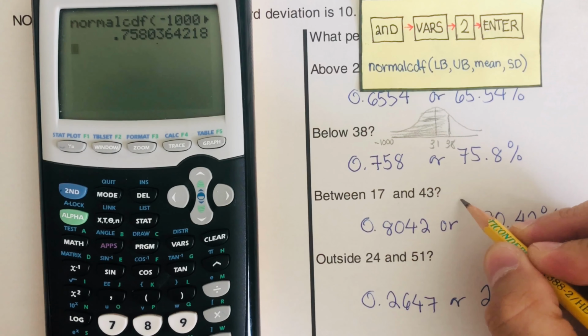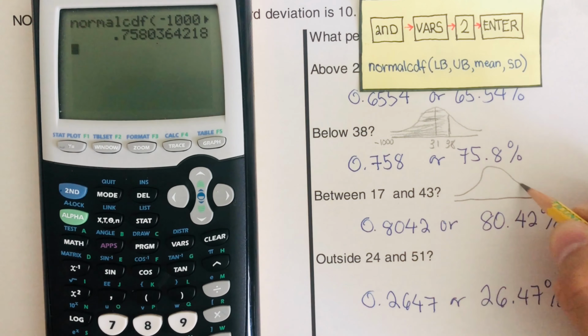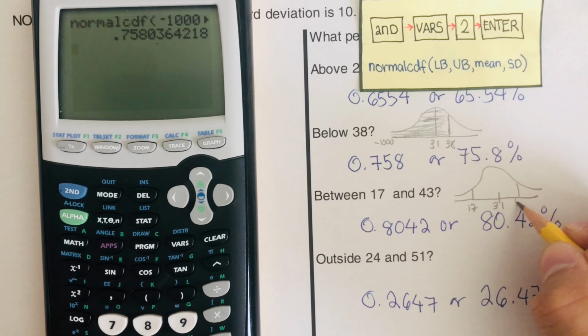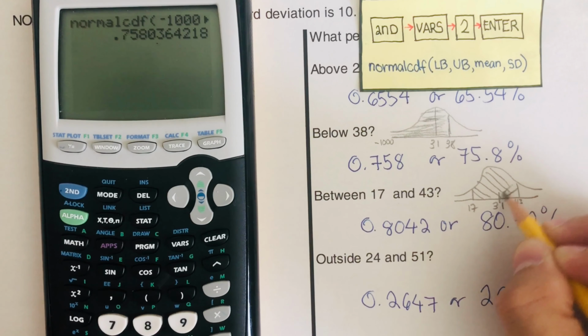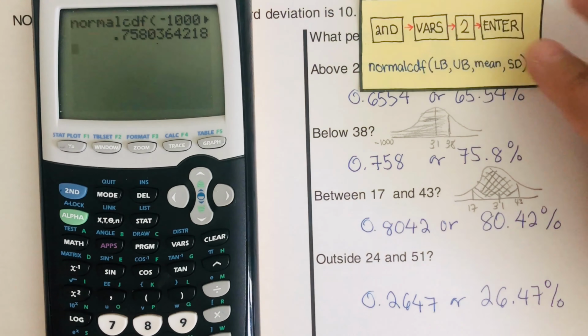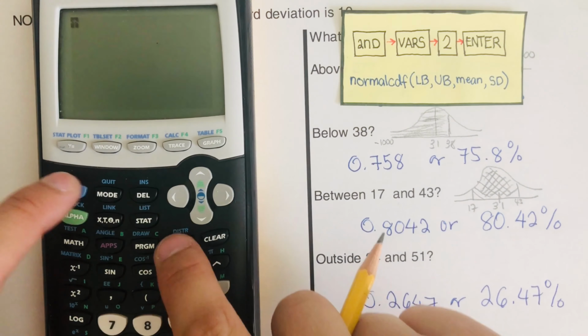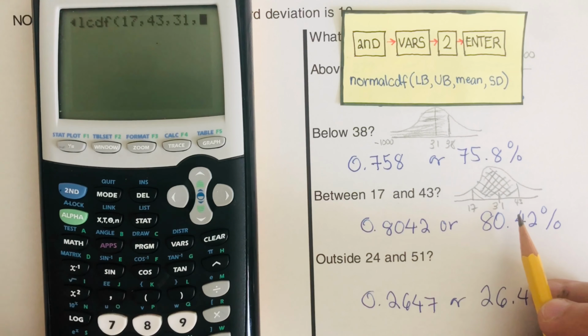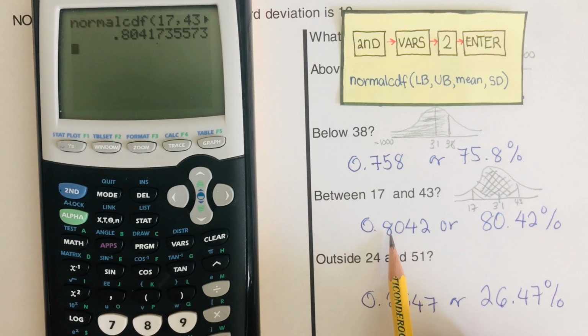Next, for the next one right here, between 17 and 43. If I were to draw this, the mean here is 31. So 17 is somewhere around here, and 43 is somewhere around here. I am interested in determining the area between 17 and 43. So I will go back to the same steps that we have here. I've set it up, and the value is 0.8042. Again, it matches up with the applet that we used a while back. So either way you want to use, the applet or the graphing calculator, they still give the same answer.